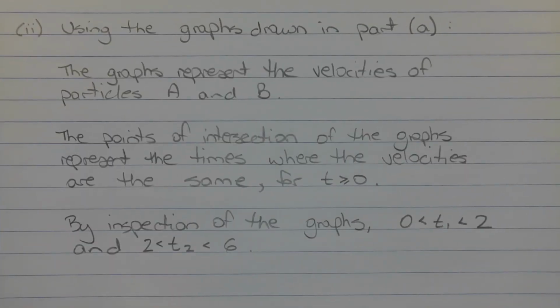So going back to our explanation, the points of intersection of the graphs represent the times where the velocities are the same for time t greater than or equal to 0. And by inspection of the graphs, the value of t1 is between 0 and 2, and the value of t2 is between 2 and 6.